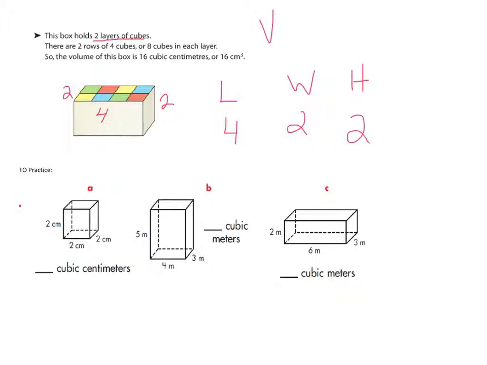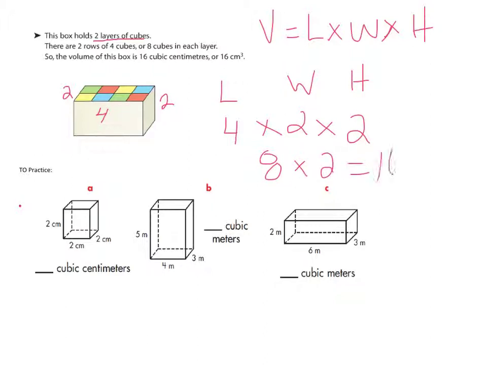Now we know for volume it is length times width times height. So to figure this out, we're going to have to multiply these. 4 times 2 is 8, so 8 in 1 layer. 2 layers of 8 is 16, so it would be 16 centimeters cubed.